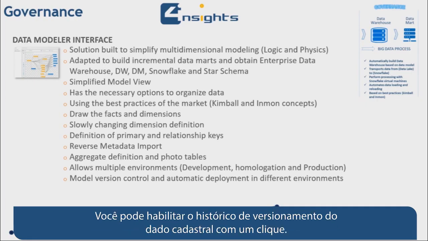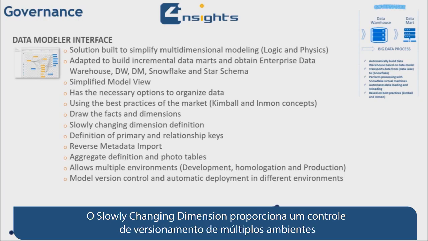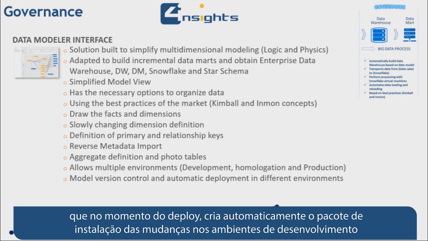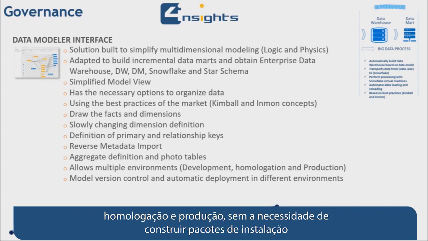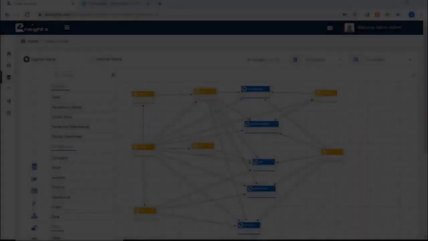You can enable versioning history of master data with one click, slowly changing dimension. It provides versioning control of multiple environments that at deployment time automatically creates the change installation package in the development, homologation, and production environments without the need to build installation packages.